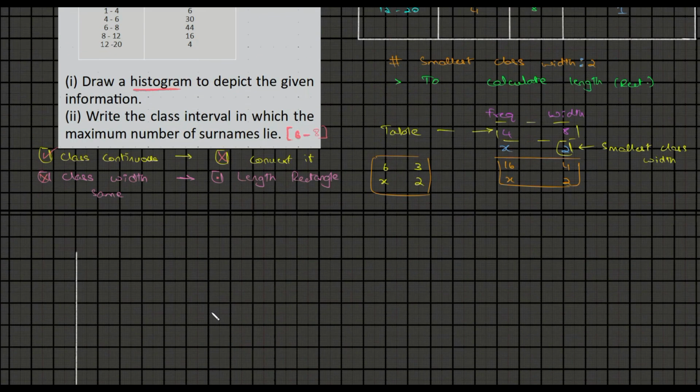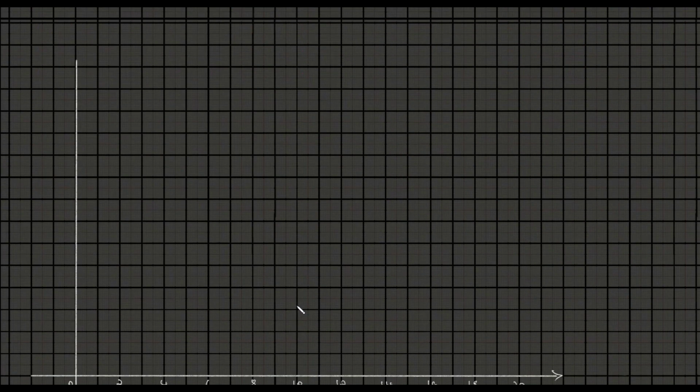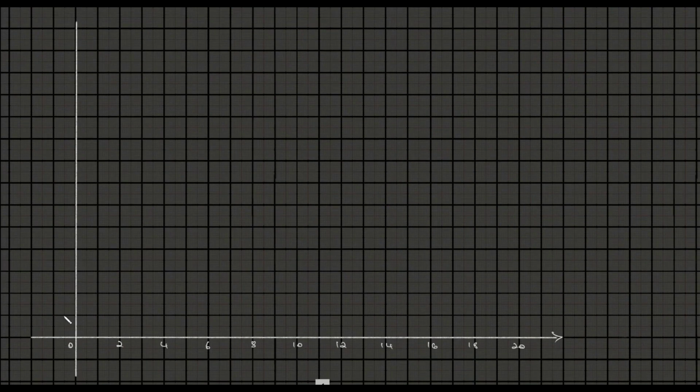And here it is, this we need to forget, this we won't be using as of now. 4, 30, 44, 8 and 1, so 1 to 44. So I guess 4, 8, 12, 16, 20, 24, 28, 32, 36, 40, 44 is what we are looking at, and rest of it is just a matter of plotting.